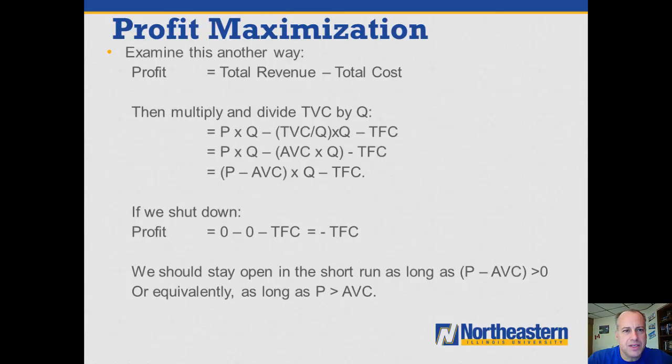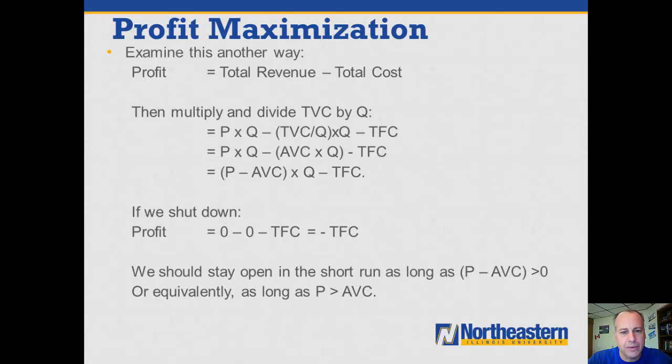We can examine this another way. Profit is equal to total revenue minus total costs, and then multiply and divide total variable costs by Q, so essentially we're multiplying by 1, and this isn't going to change the value of our formula. And then rearrange terms a little bit, and you can see the last row of our three equations that we've written down. If you look at the term in parentheses, price minus average variable cost, times Q, minus total fixed cost is an important equation.